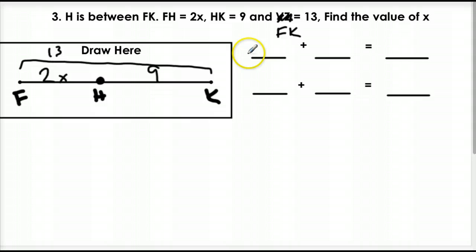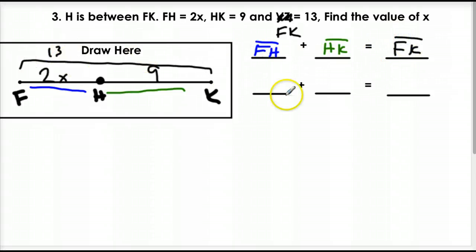So once again, let's write out the segment addition postulate. We know that segment FH plus segment HK is equal to the whole thing. So that's FK, the whole segment. We substitute our known values. This is 2x, HK is 9, and the whole thing is 13. And now we have to solve this equation.